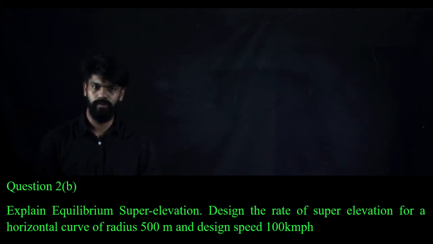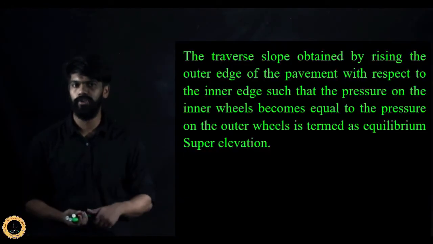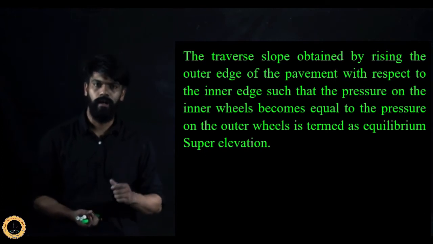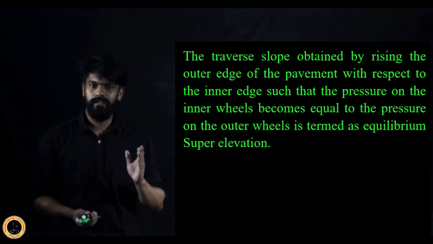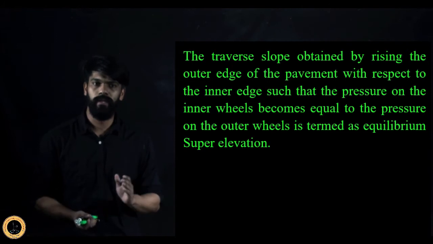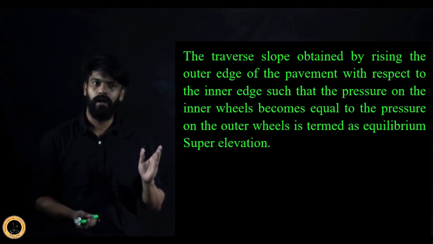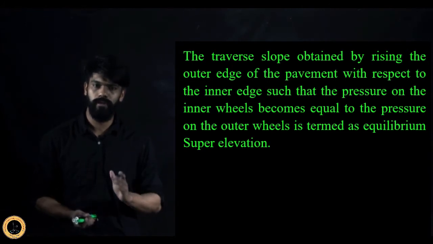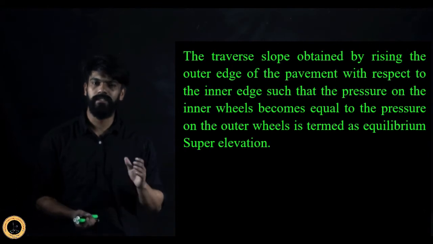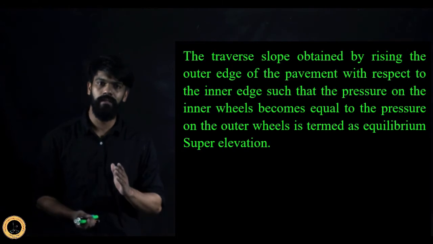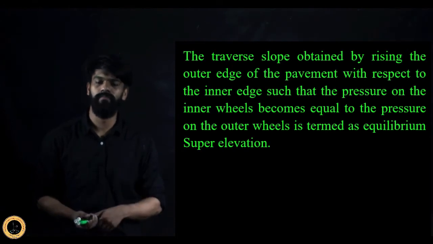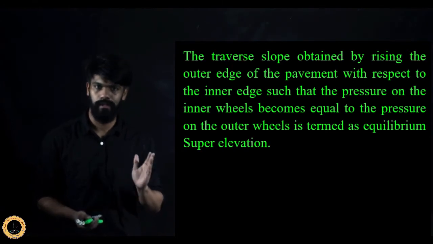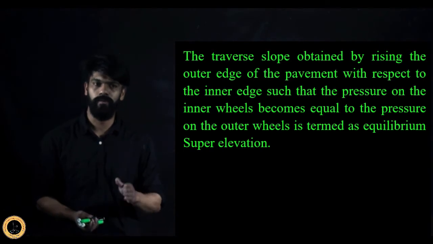by equilibrium super elevation. So you can see the definition of equilibrium super elevation on the screen, that it is the transverse slope which is obtained by raising the outer edge of the pavement with respect to the inner edge in such a manner that the pressure on the inner wheel becomes equal to the pressure on the outer wheel. So that is what your equilibrium super elevation means.